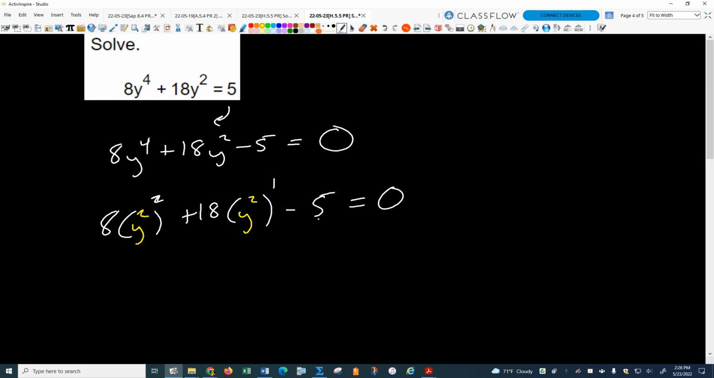And again, do you guys see how we could use the quadratic formula here? Right? I would just have, instead of having x equals negative, I'd have y squared equals negative. And I get 2 answers for what y squared equals. Okay, but let's just go ahead and factor this just for some practice.